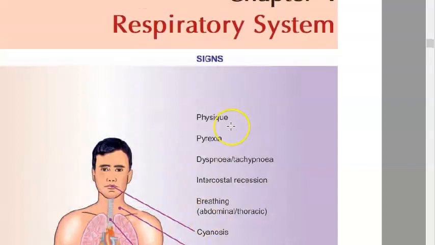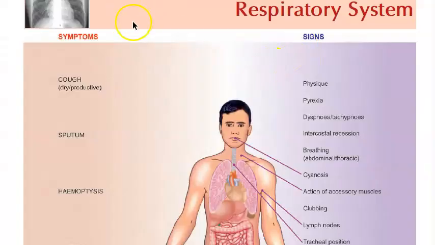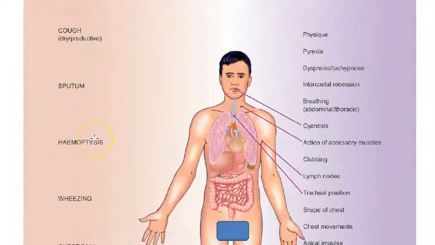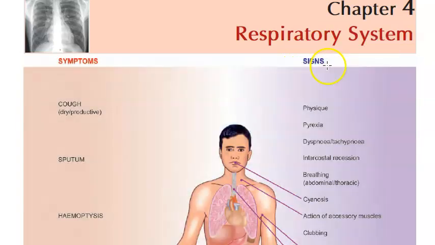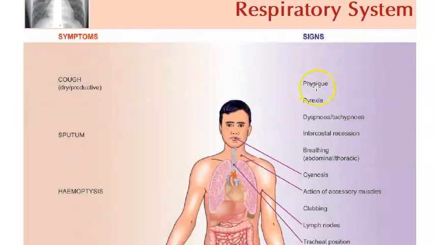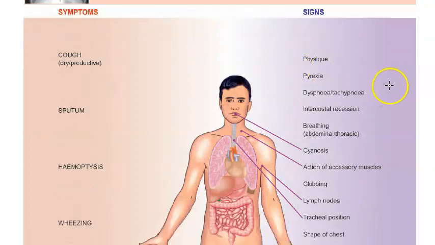So people, where are we in respiratory system in medicine? We have looked at the symptoms in the last video: cough, sputum, hemoptysis, wheezing, chest pain, breath sounds, etc. All that we have seen. Now it is time to look at the signs. Signs means you will look at the physique, the chest shape, etc.